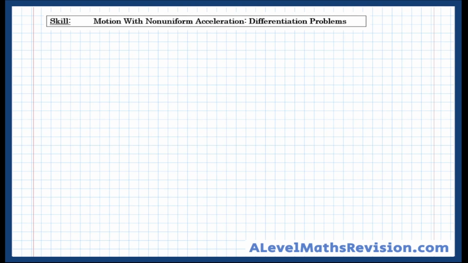In this lesson, we're going to have a look at motion with non-uniform acceleration, and in particular, problems that involve differentiation. So you've already seen the equations of constant acceleration, i.e. the Suvat equations. But what happens when the acceleration is non-constant, i.e. what happens when the acceleration is an expression, algebraically, in terms of t? So it's not constant, it's not just a number, it's an expression. So let's have a look at that now.